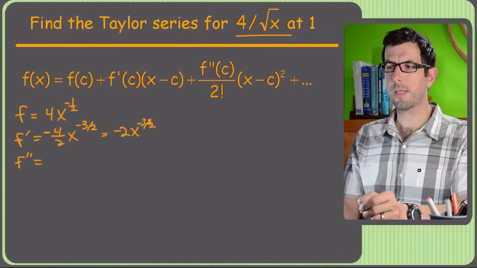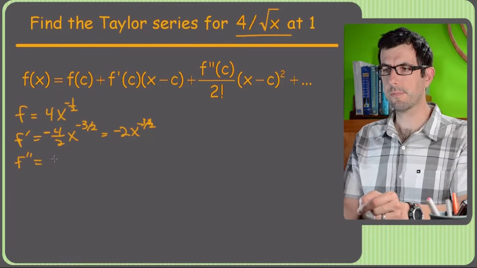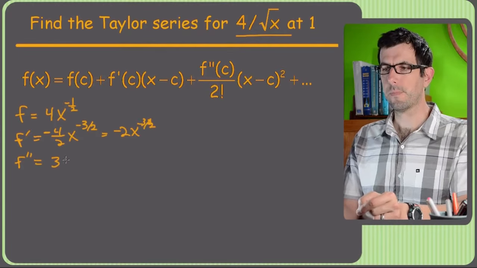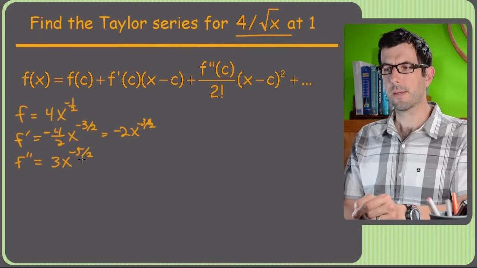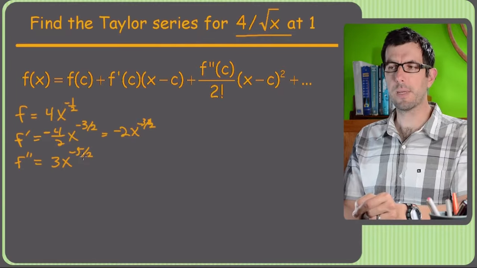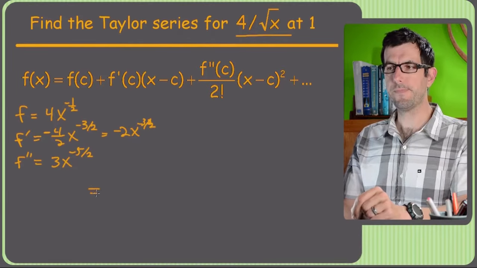F double prime is going to be negative 3/2 times negative 2 is positive 3, x to the negative 5/2. And that's the last one I need. I don't need to go to f triple prime. You can kind of see how this pattern is going to keep repeating itself. We'll get different coefficients, but just x to the minus 5/2, x to the negative 7/2, etc. So we plug and chug through the formula.